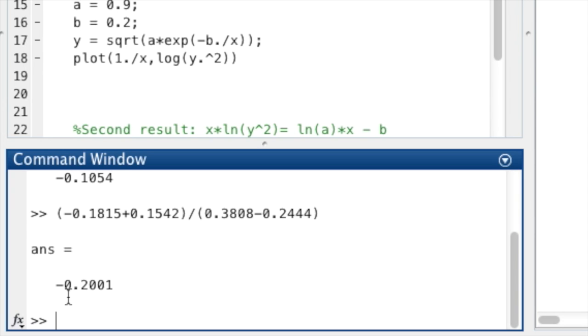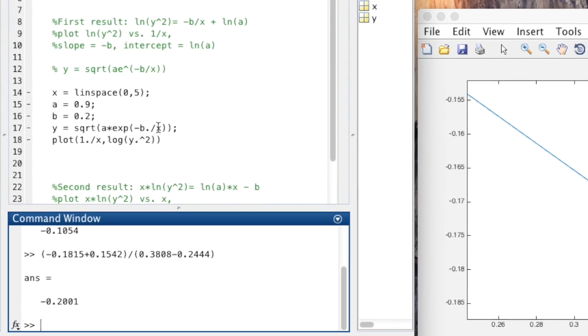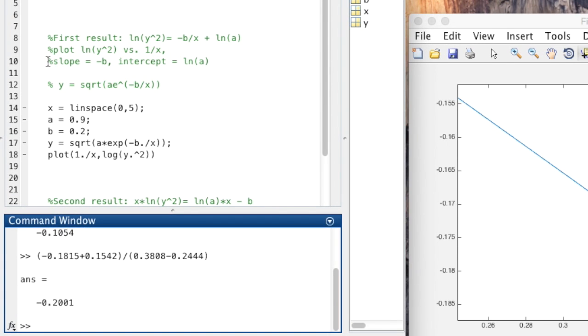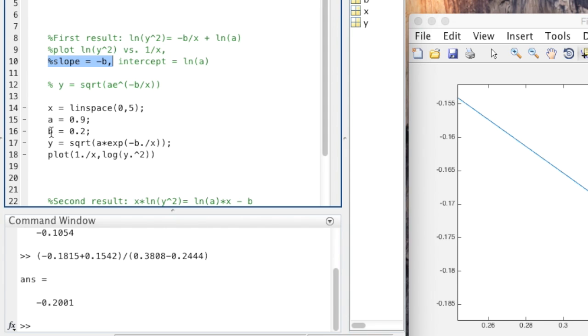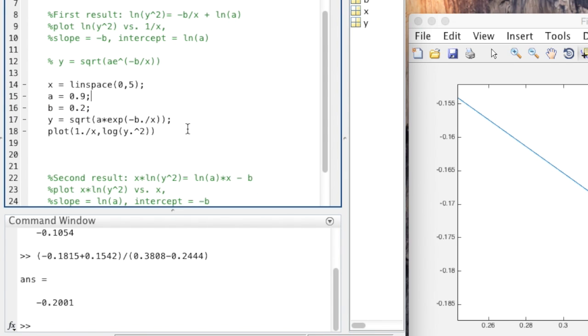Okay, it equals negative 0.2, which is consistent with what we said it would be. The slope is negative b. We have a b value of 0.2. Negative b is negative 0.2. So that's right. I think this calls for a celebratory comment.